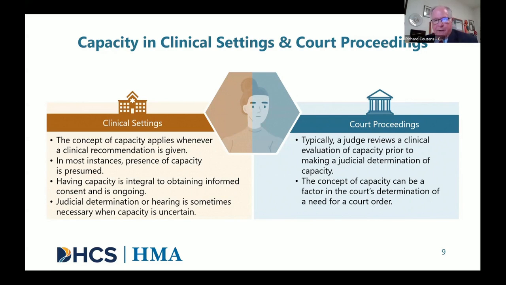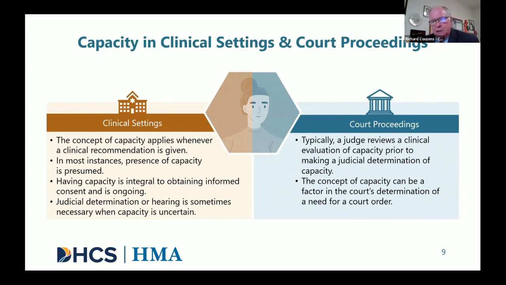This evaluation will be made following clinical evaluations, perhaps a hearing where evidence is taken, but we try to gather as much information about the person to determine whether the capacity actually exists. And again, capacity is a very precise term. It means the ability to understand the nature and consequences of the treatment, to make and communicate a decision about that. And to weigh the consequences, weigh the risks, weigh the benefits, and weigh the alternatives.